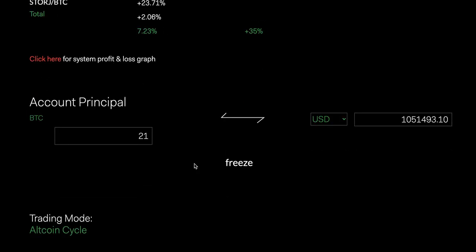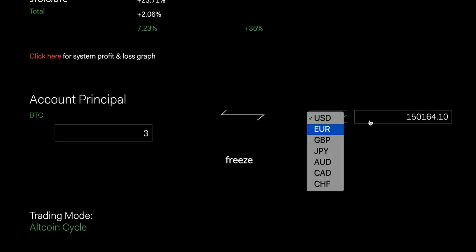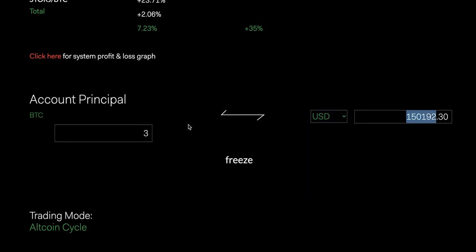So what do you do? How do you do it? You enter in your account principal. Your account principal is the amount of money you have. So you can either enter it in Bitcoin. If I've got 3 Bitcoins, I can put it in, or you can put in your account balance in US dollars. You can see 3 Bitcoins became 150,000 and 2 Bitcoins is 100,000.